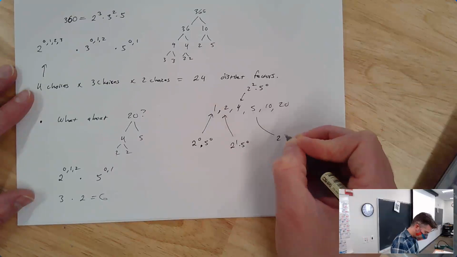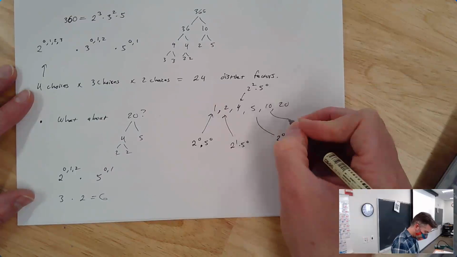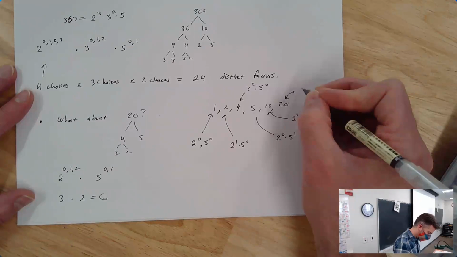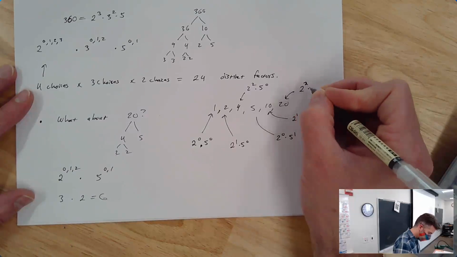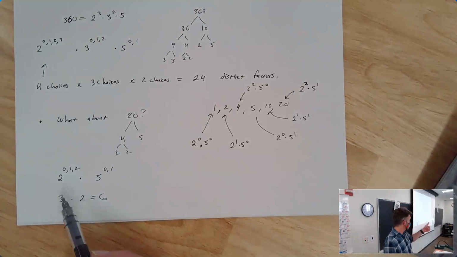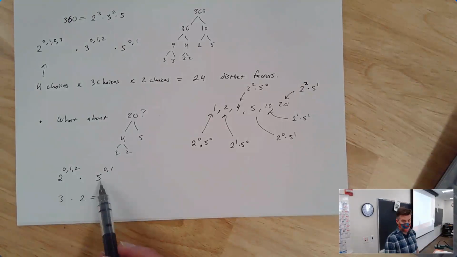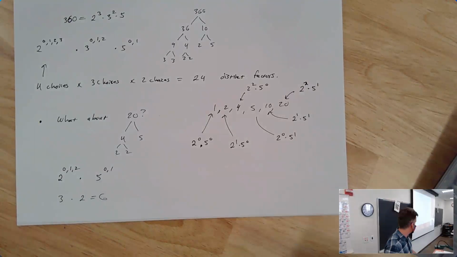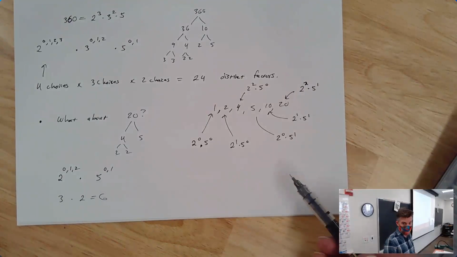5 is 2 to the 0 times 5 to the first. 10 is 2 to the first times 5 to the first. And 20 is 2 to the second times 5 to the first. So those are all the possible ways you can have a power of 2 that's 0, 1, or 2, and a power of 5 that's 0 or 1. And those constitute all the possible distinct factors of the number 20.